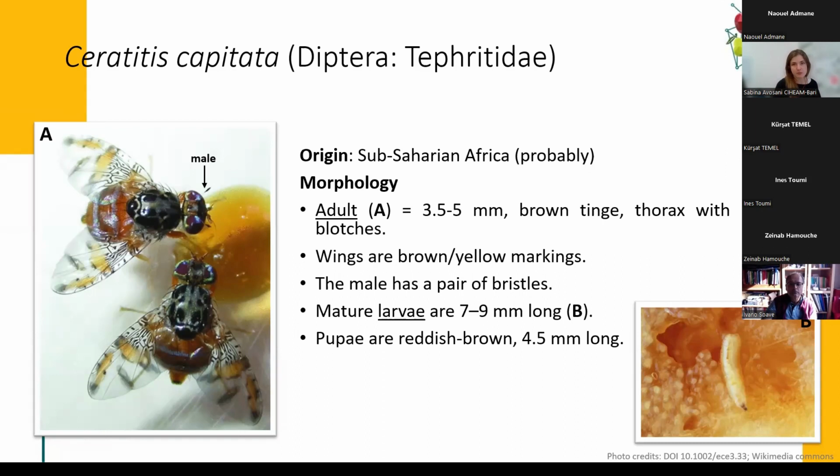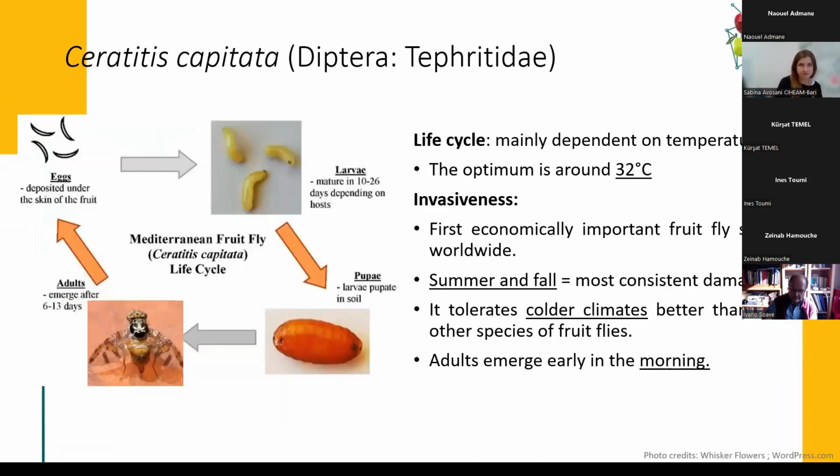And as you can see from the picture, the larvae are quite remarkable, long and whitish, where the pupae are reddish brown and shorter. And then they pupate into the soil. And the adults so emerge from the soil afterwards. The life cycle is strongly dependent on the temperature, and this fruit fly loves warm climate. In fact, the optimum temperature is more than 30 degrees Celsius, where a generation can take only 2 weeks.